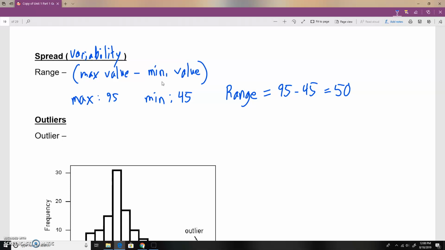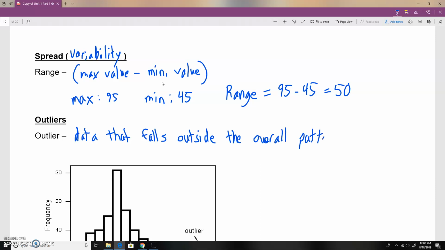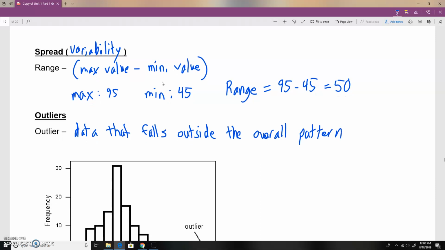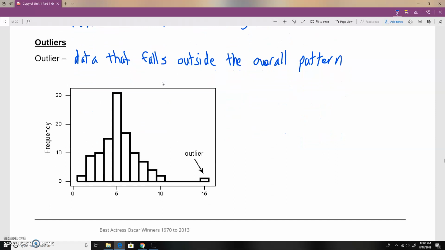The last piece we're going to look at with these histograms is something called outliers. An outlier is data that falls outside the overall pattern. If we look at our histogram down here, you'll see our outlier labeled because it falls outside the normal shape of the rest of the histogram. It's sort of outside of the mountain, if you want to think about it like that.